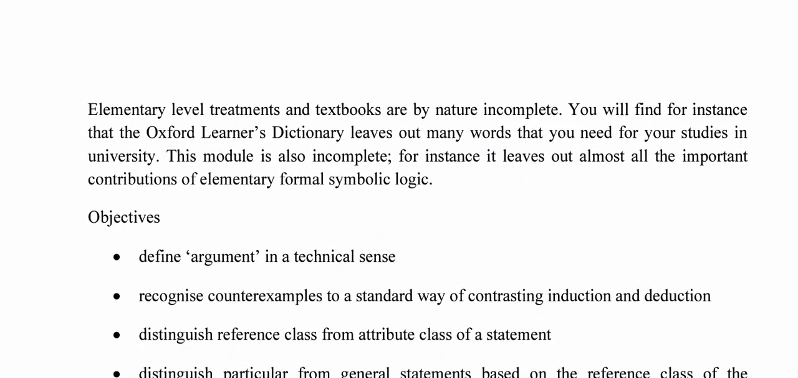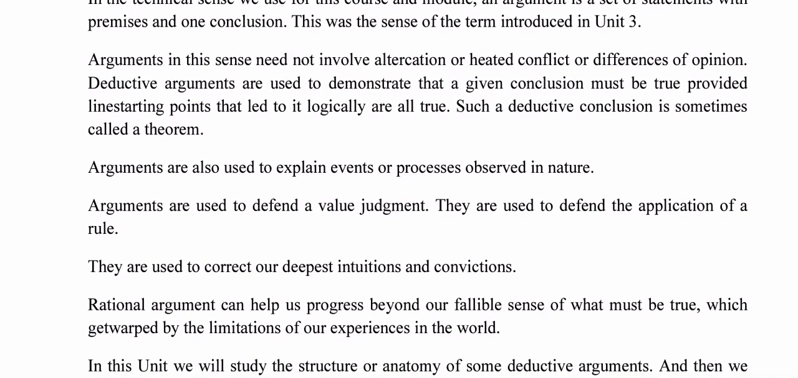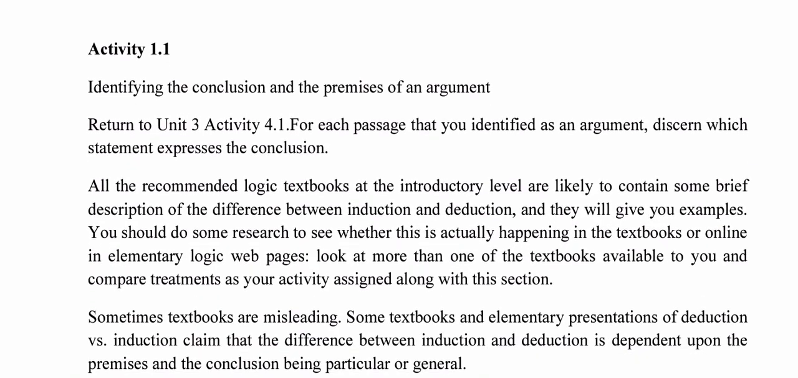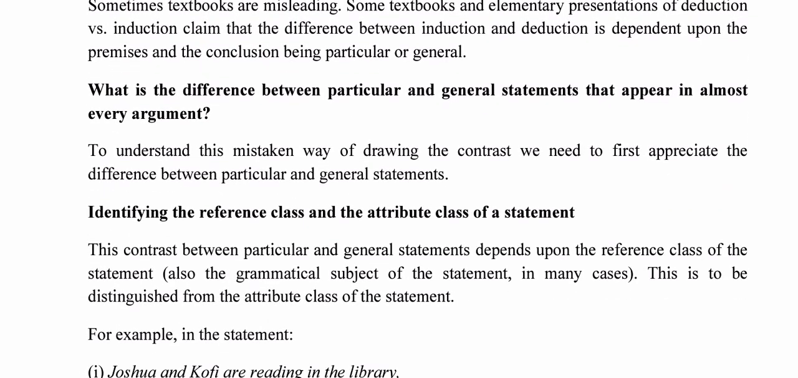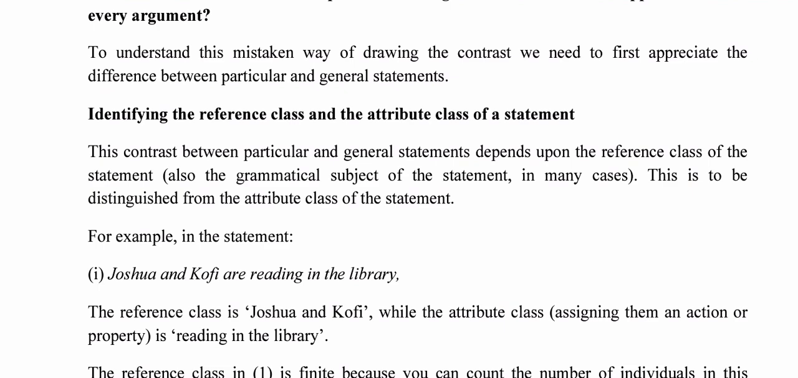Scrolling down. What is an argument? An argument is a set of statements with premises and one conclusion. That is it. Then going down, we have the difference between particular and general statements that appear in almost every argument. But before that, let's look at reference and attribute class.